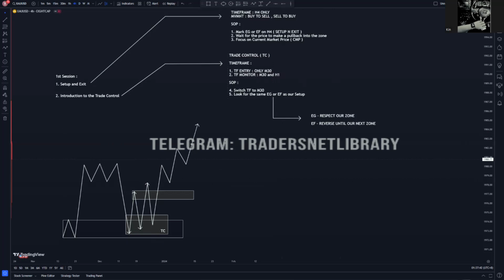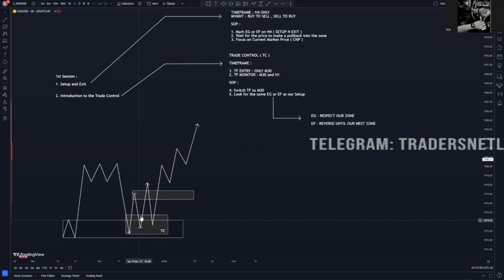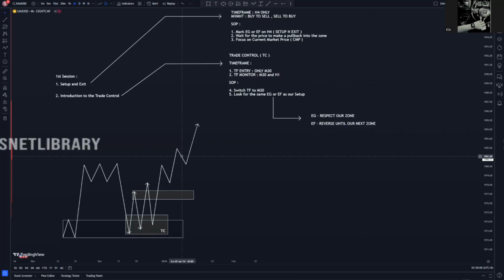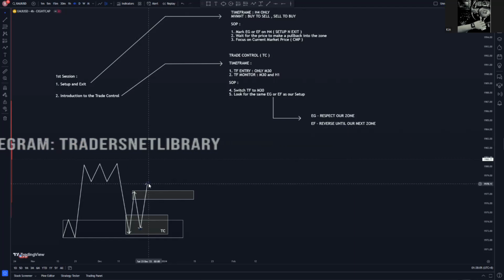Do we look for EF after EG was created on M3, or can it be EF alone? Sometimes the price doesn't create EG, but just creates an EF. If the price created an EF, it shows us that the price is going to reverse until the next zone. All the things that I drew just now are going to be the main line.